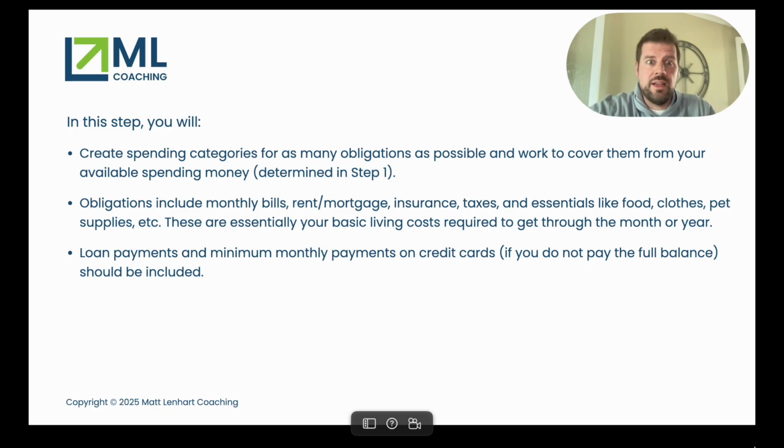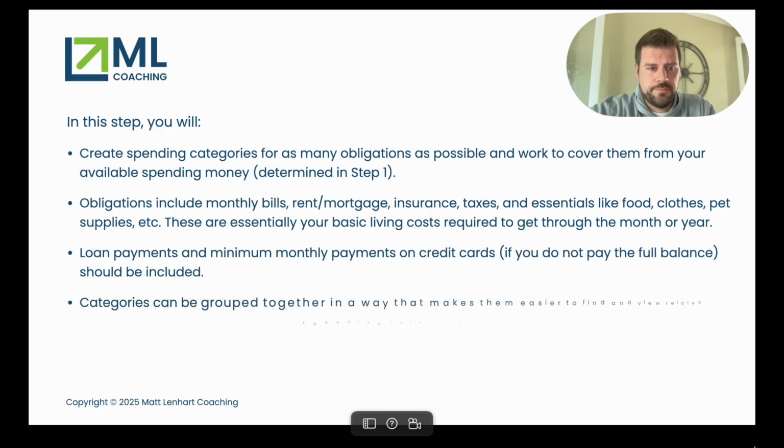You don't necessarily have to do it right now, but at some point you will want to start capturing that because it will be a charge on your credit card. Loan payments, of course, you have to make those. So whatever your payment is for your loan would be captured here as well.